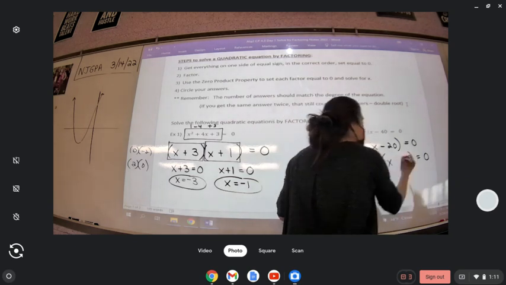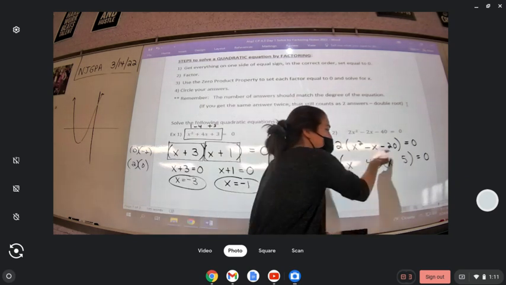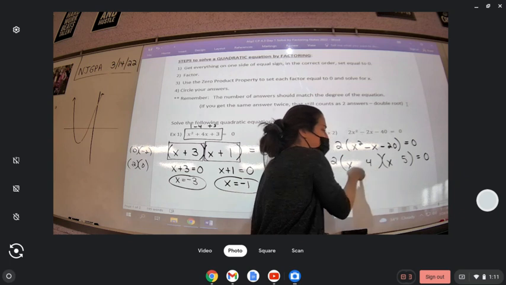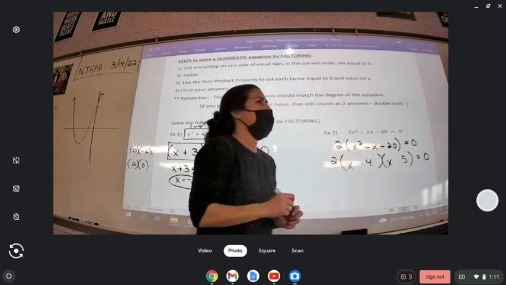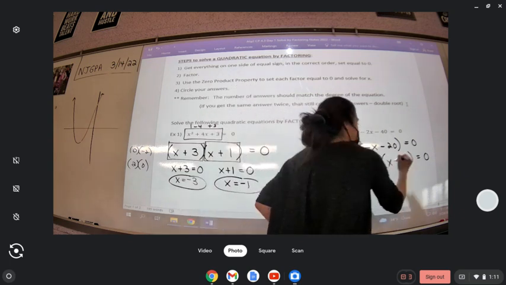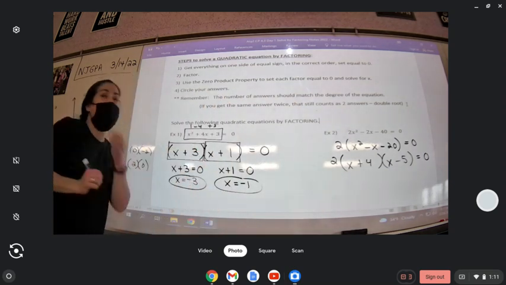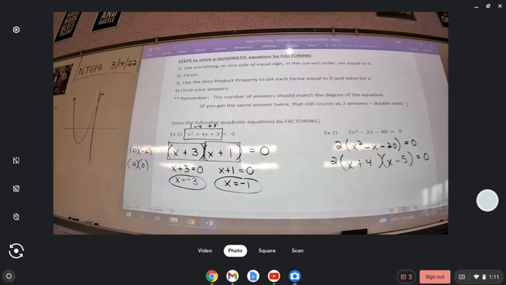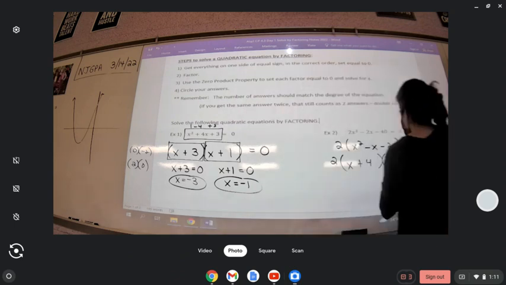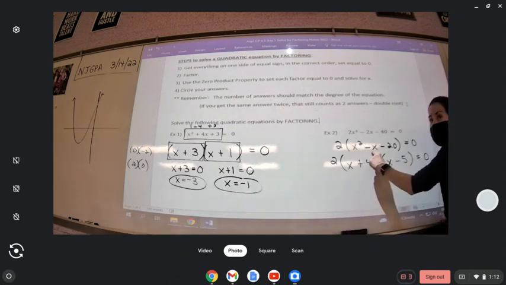4 and 5. Anybody know what signs we need them to be to multiply to that negative 20 and then add up to negative 1x? Plus 4 and then negative 5. Done. Beautiful. Absolutely, because if you did negative 4 and positive 5, they would add up to positive 1x.